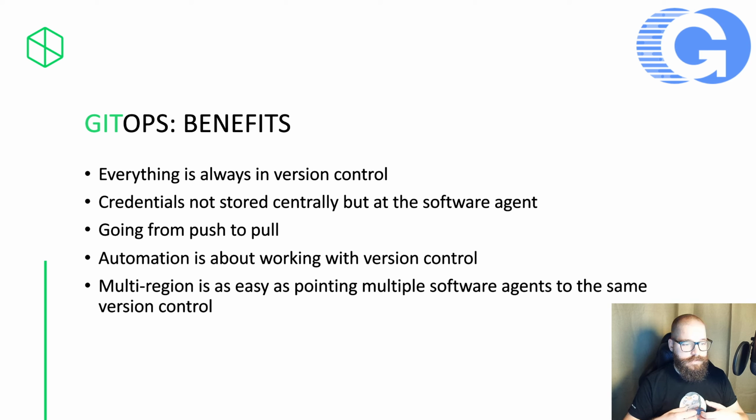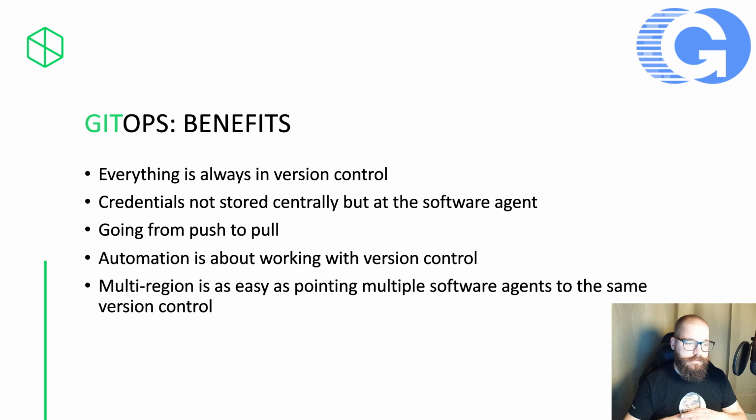Now, automation is about working with a version control. Instead of having to manipulate the system, you manipulate the version control. You're editing files, and that's most of the automation you have to do. You have to work with Git instead of working with that specific system.